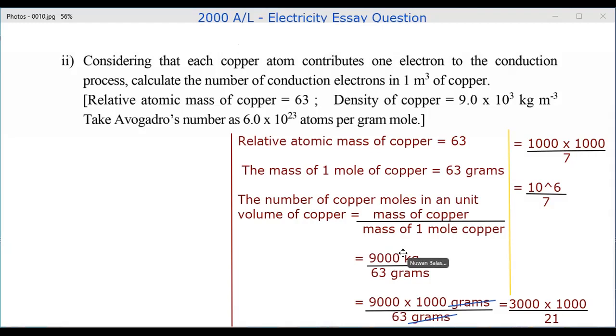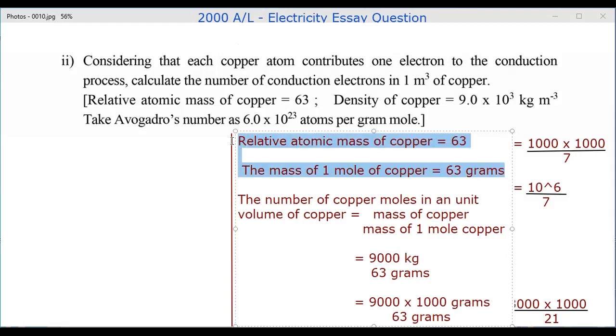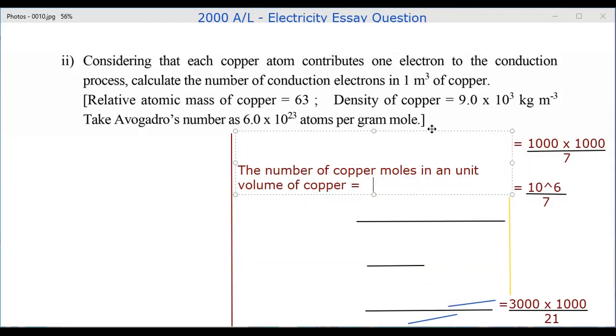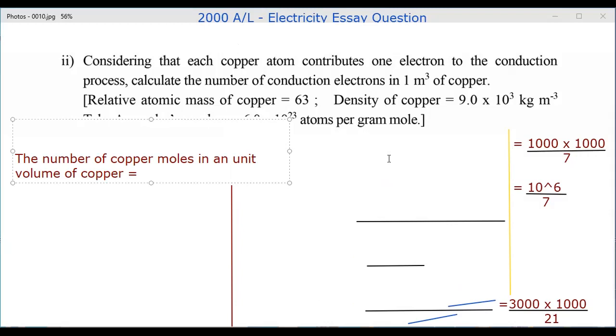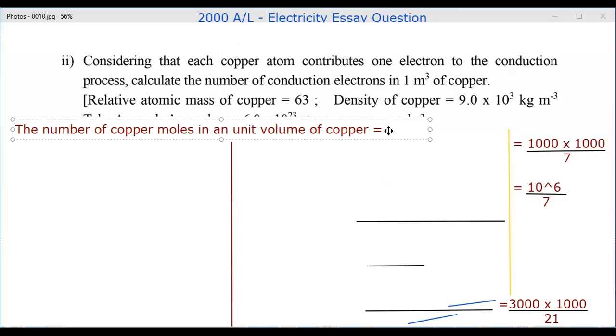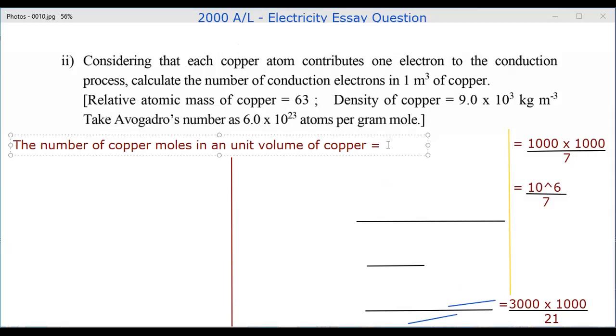Finally, we have found the number of copper moles in a unit volume of copper. How many copper moles are there in a unit volume of copper? 10^6 divided by 7, am I right? We have this much of copper moles in a unit volume of copper.